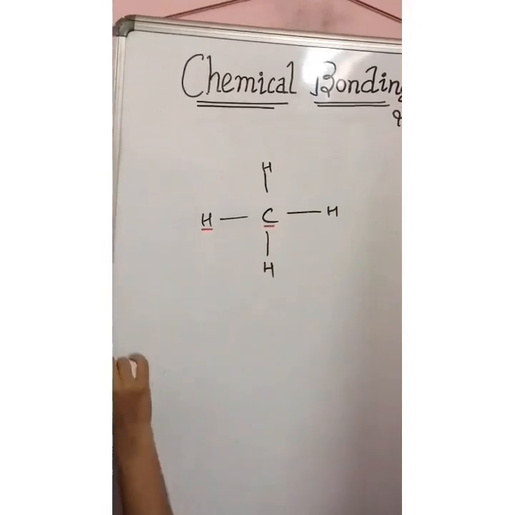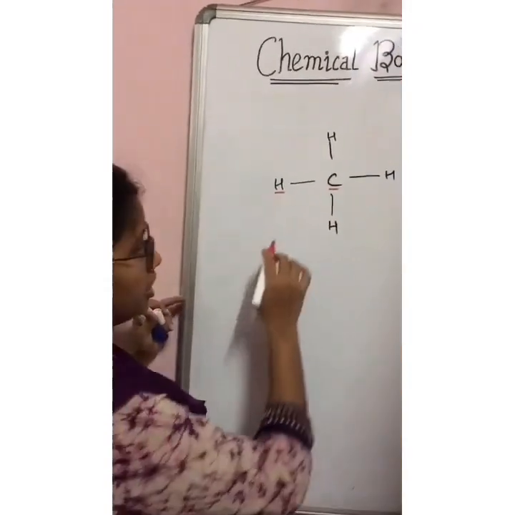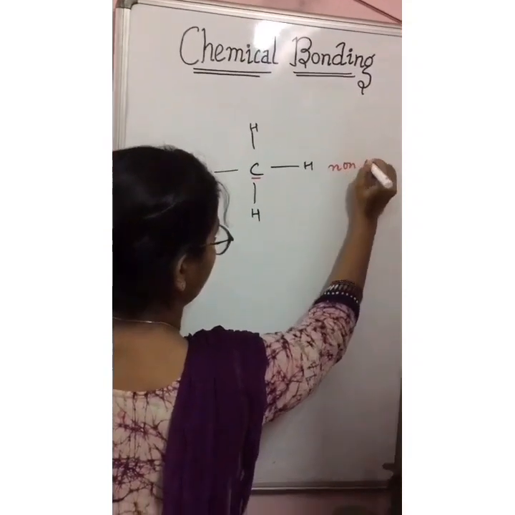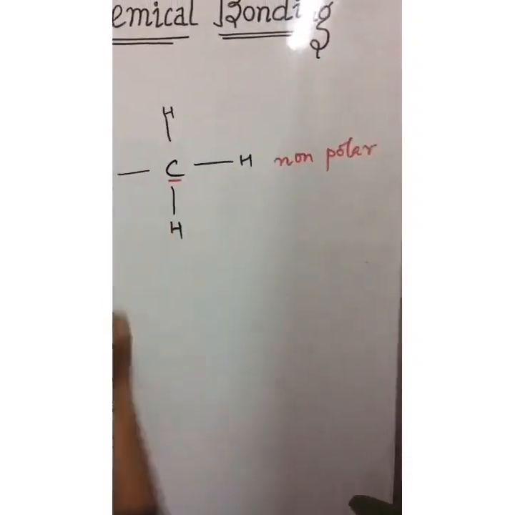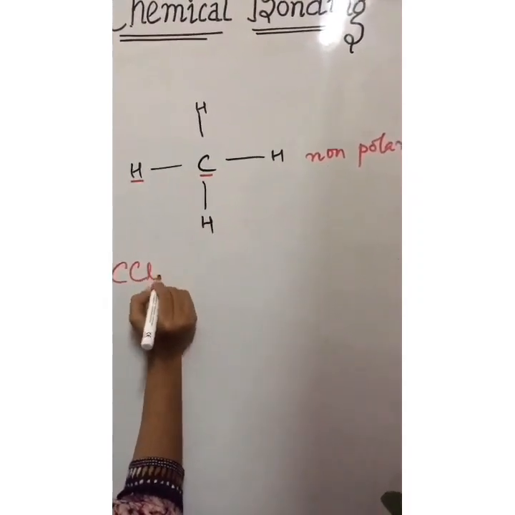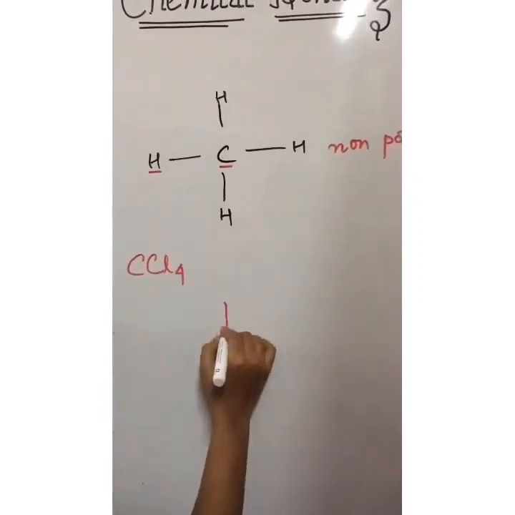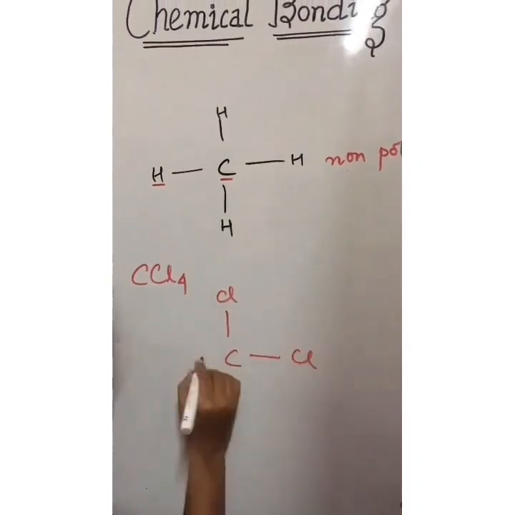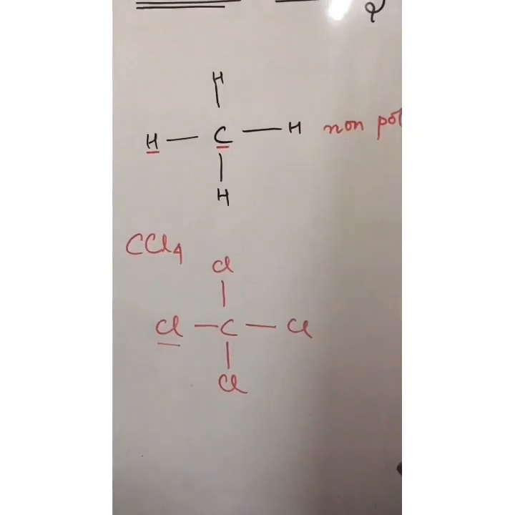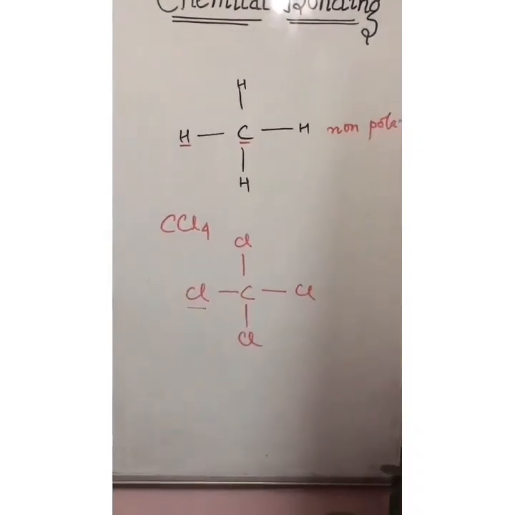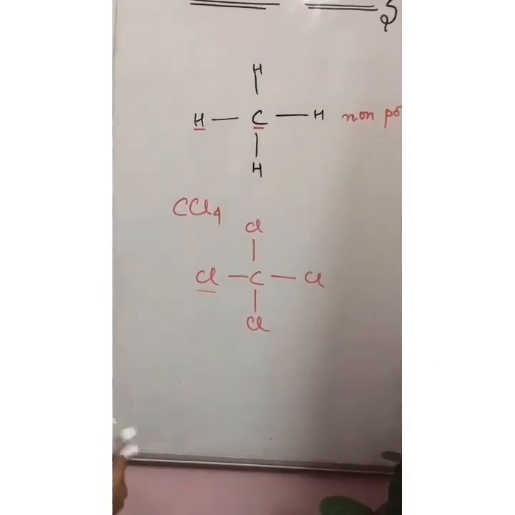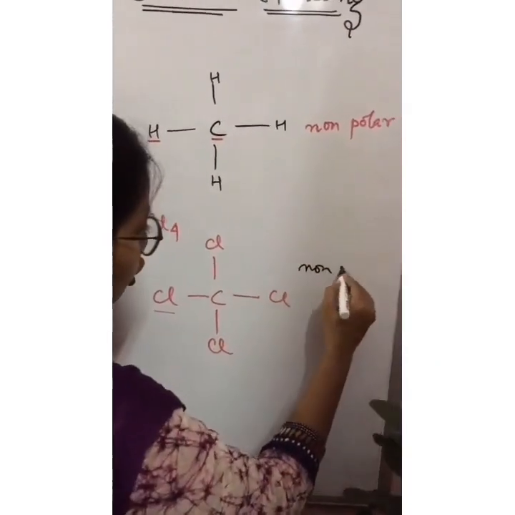So because there is not much difference in electronegativity, this type of compound is called non-polar. So methane is also non-polar. Same if we see carbon tetrachloride, CCl4, meaning carbon in the center with 4 chlorine on all sides. Here also the electronegativity difference between carbon and chlorine is almost negligible. So carbon tetrachloride is also an example of a non-polar molecule.